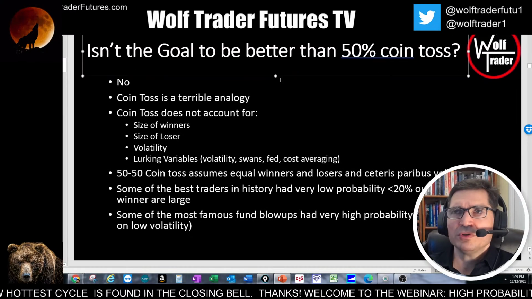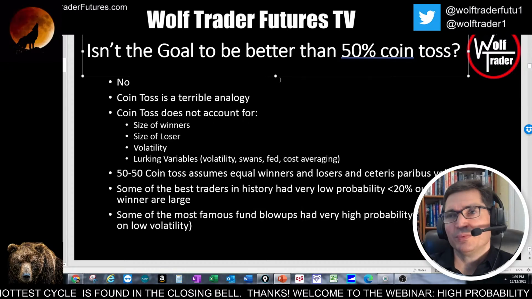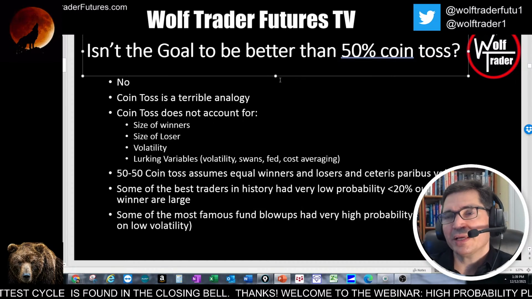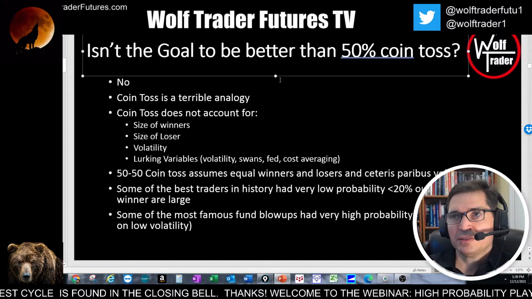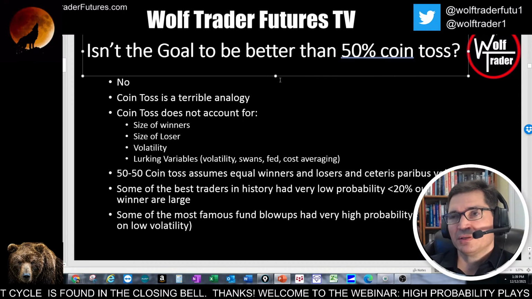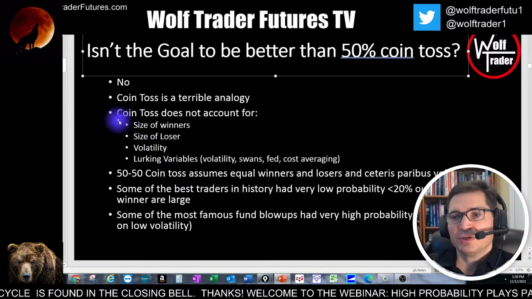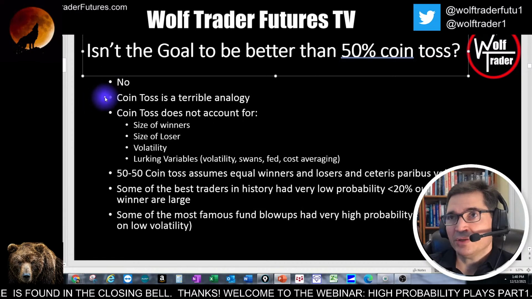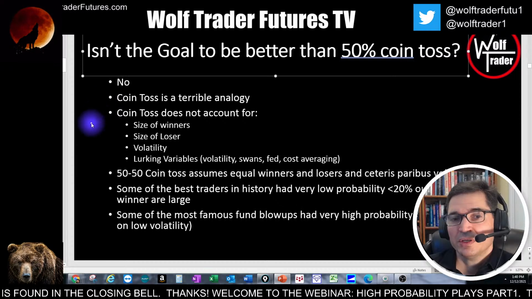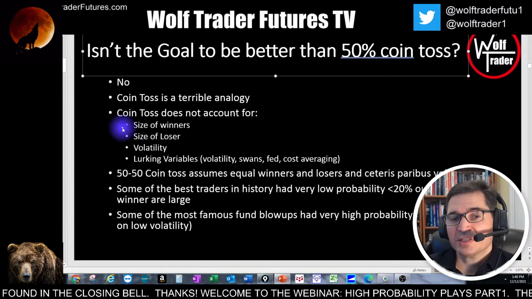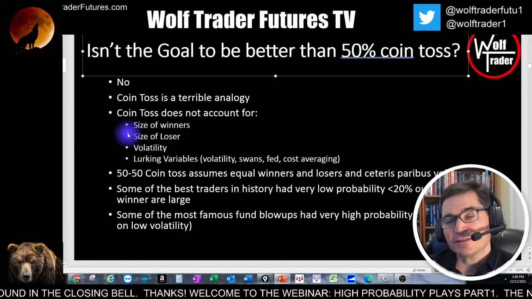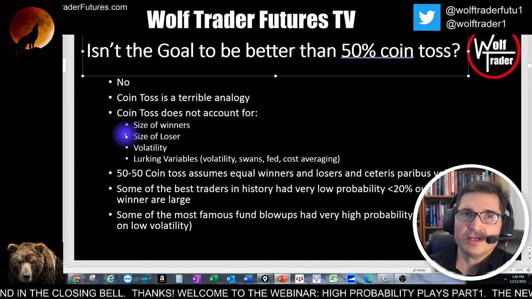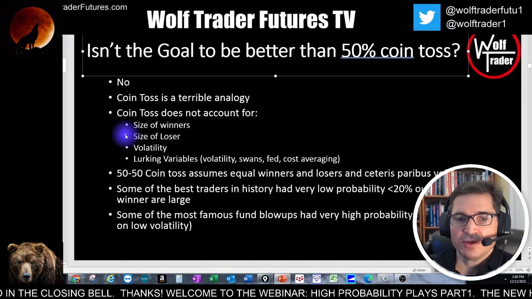So isn't the goal to be better than a 50% coin toss? And we're talking about Bernoulli trials. I mean, this is like the biggest fallacy that you could get into when you're talking about the stock market. So no, that's not the goal. The coin toss is a terrible analogy. Coin toss does not account for the size of the winners. It does not account for the size of the loser. When you're flipping a coin, it's equal heads, equal tails, equal heads, equal tails.